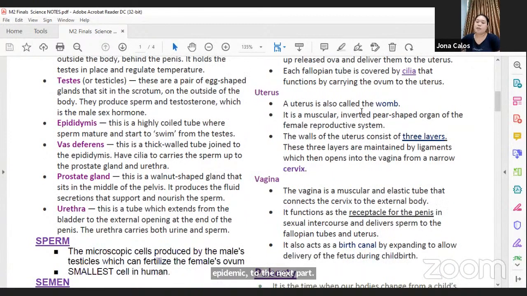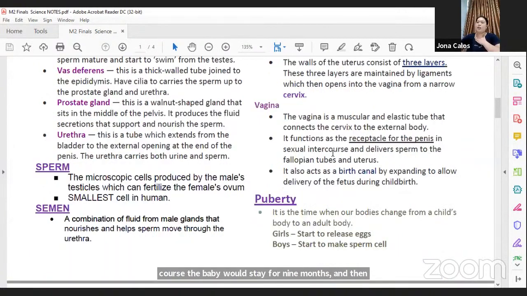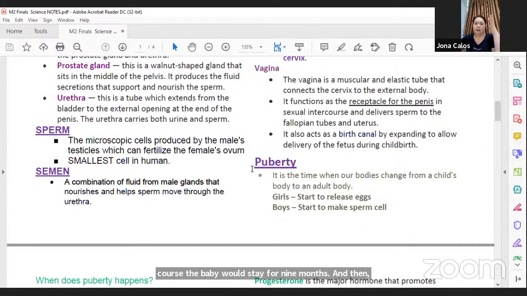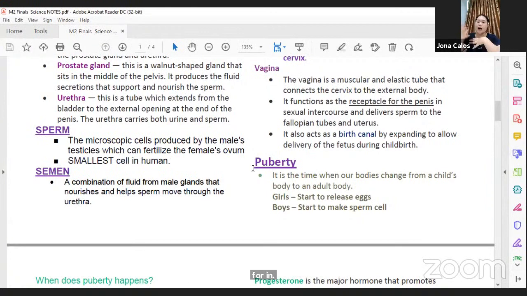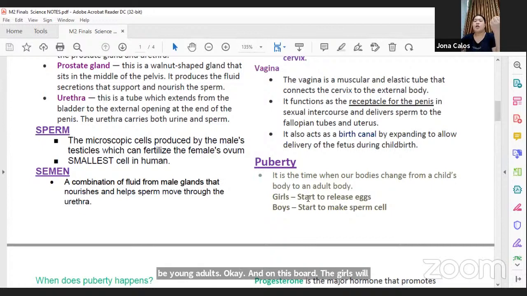Okay. The uterus is also called the womb, where, of course, the baby would stay for 9 months. And then, of course, one part of reproduction is puberty. So puberty here is the transition phase or a stage in life wherein kids or children will grow up to be young adults. And on this part, the girls will start to release mature eggs, and boys will start to produce the sperm.